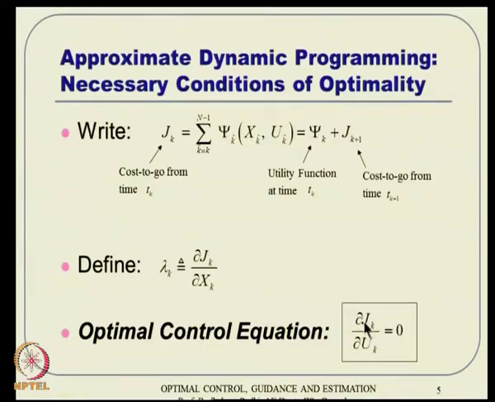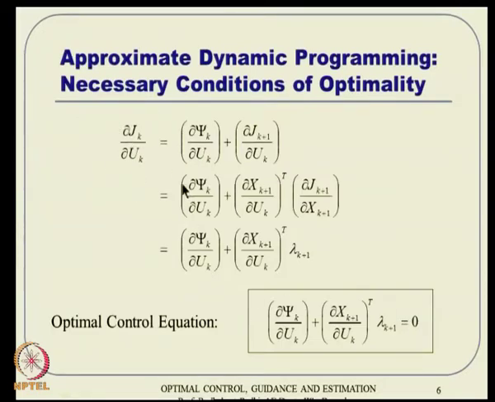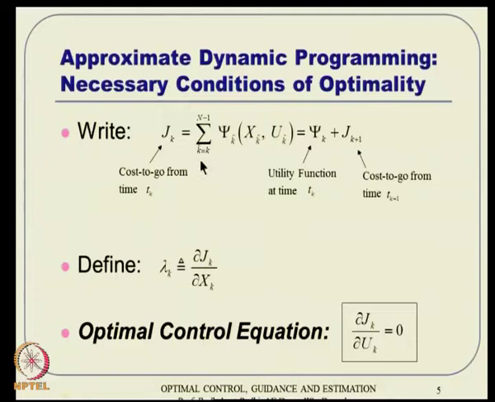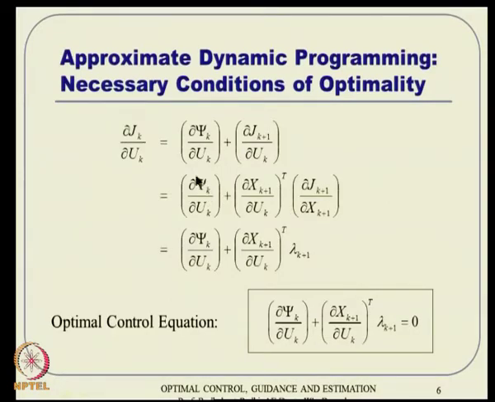We know that del J_k by del u_k ultimately has to be 0. One of the conditions that needs to be satisfied, a necessary condition, is that del J_k by del u_k has to be 0. So, what is del J_k by del u_k? If you go back to the J_k definition, J_k is nothing but psi_k plus J_{k+1}. So, I substitute that here.